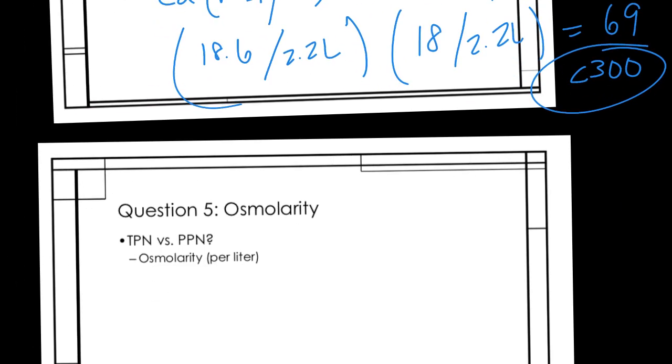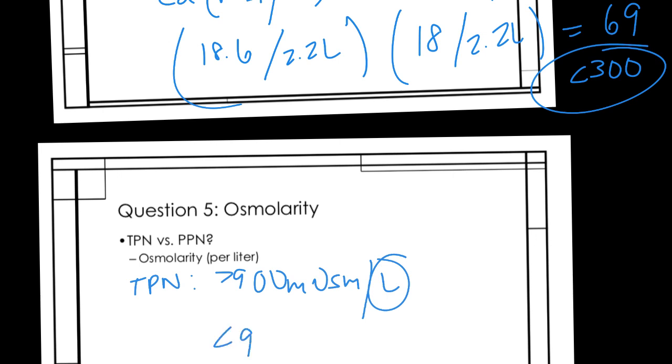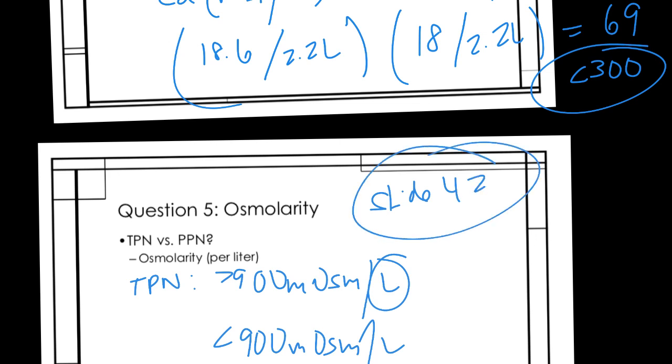Number 5. Remember that for TPN osmolarity, if you want to give something greater than 900 milliosmoles per liter, remember the per liter, you can give it as a TPN. Otherwise, if it's less than 900 milliosmoles per liter, this is slide 42, I think, where I'm getting this information. Slide 42. Less than 900, you can give it as a peripheral parenteral nutrition.